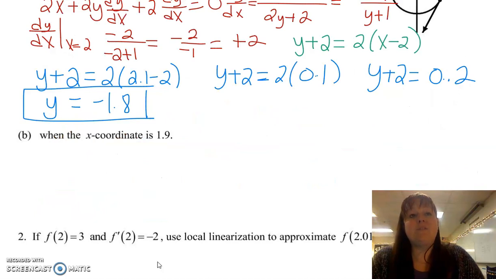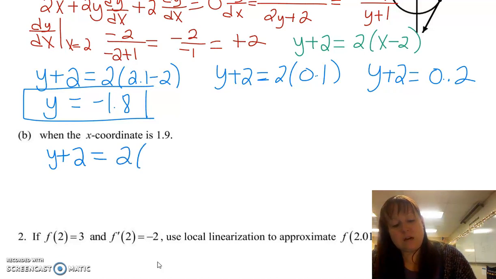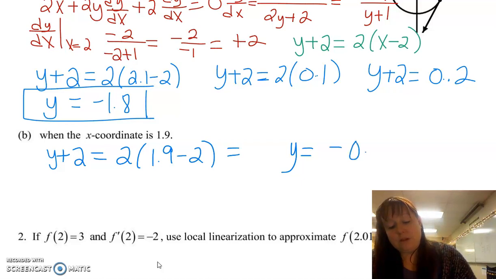Now we already have the tangent line when x equals 2. Sorry, I said when y equals 1.9. When x equals 1.9. We already have the tangent line when x equals 2, so we're just going to plug 1.9 into that same equation. So we're going to have y plus 2 equals 2 times 1.9 minus 2. Let's see, 1.9 minus 2 is negative 0.1, times 2 is negative 0.2, minus 2, so y equals negative 2.2.